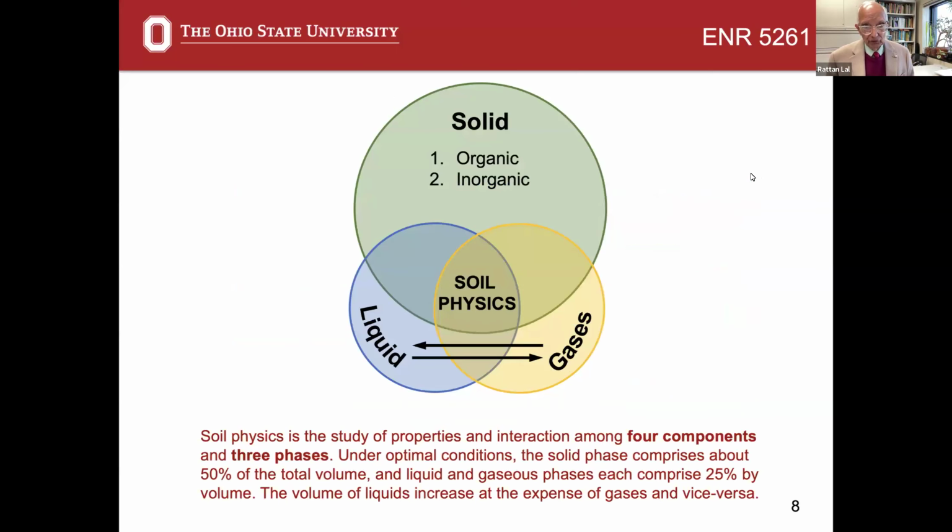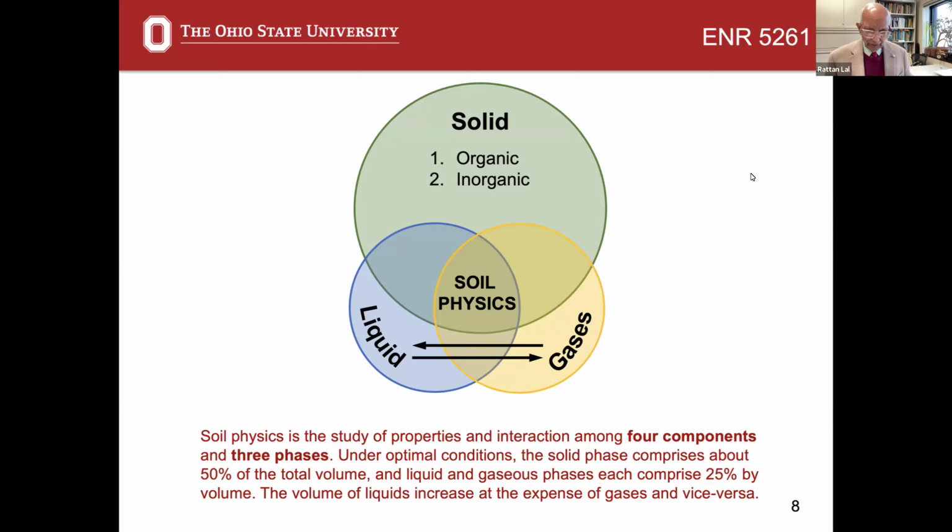These are the 3 components, the solid, and solid has 2 types, organic and inorganic. That's where it becomes the 4 components and the 3 phases. The phases are solid, liquid, and gases. Components are organic solid, inorganic solid, liquid, and gases. And that's the difference. Under optimal condition, the solid phase comprises about 50% of the total volume, and liquid and gas is the remaining. And ideally, there should be about 25% each. But it's very rare that they are 25% each.